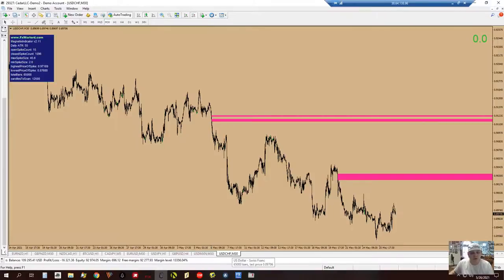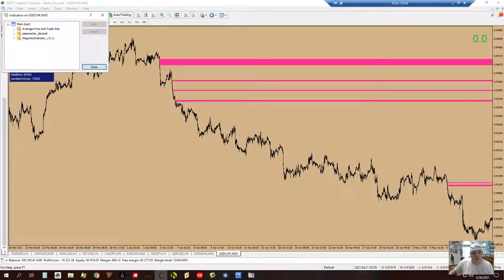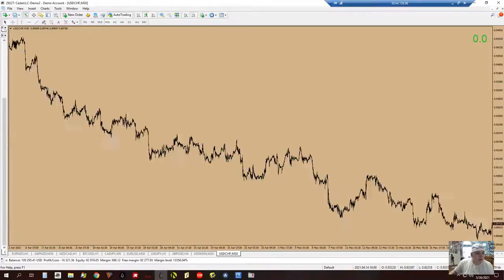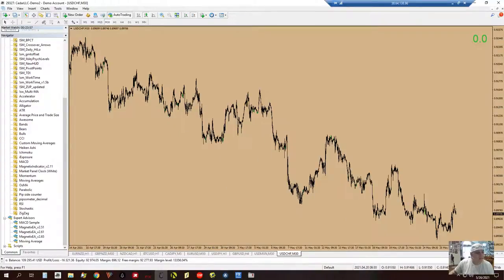Just reference for you. So now we got where we want to go. So it's time to take the indicator off. And it's time to deploy the bot. Mr. King Magnetix.